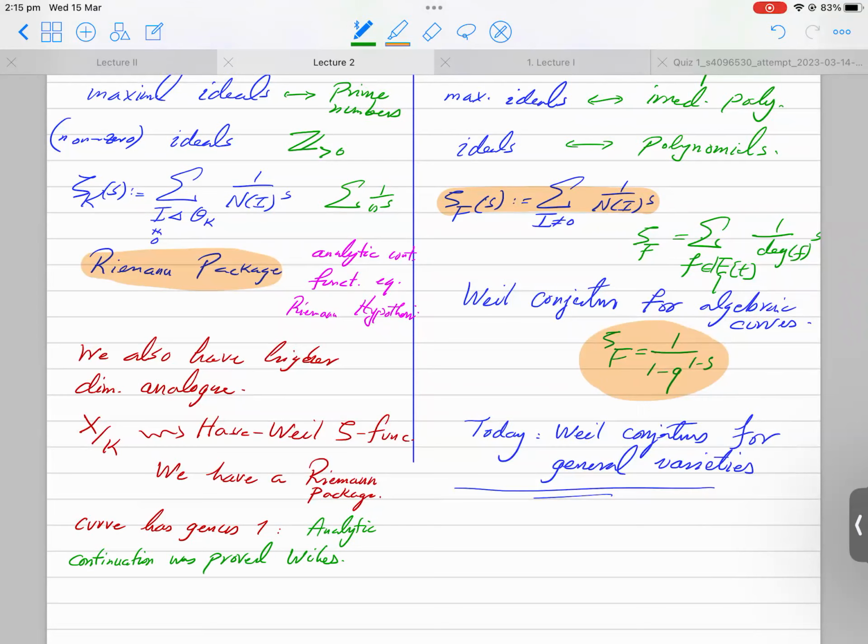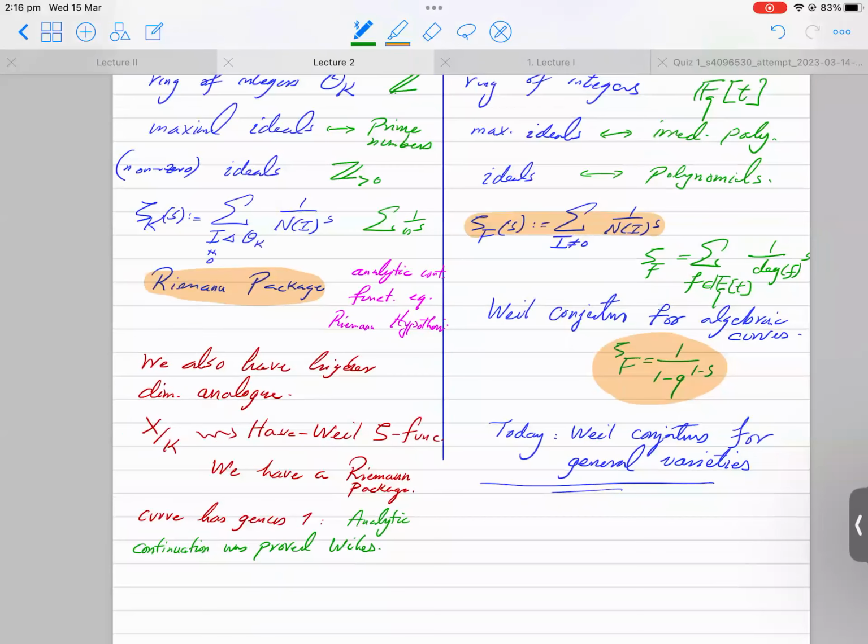And if you were at Frank Calegari's lectures, where he talked about Langlands' program, those guys proved the genus 2 case has analytic continuation. That was their major result. And that's all we know. Genus 1, genus 2, and anything else we don't know. Even analytic continuation we don't know, let alone the functional equation or the analog of the Riemann hypothesis.